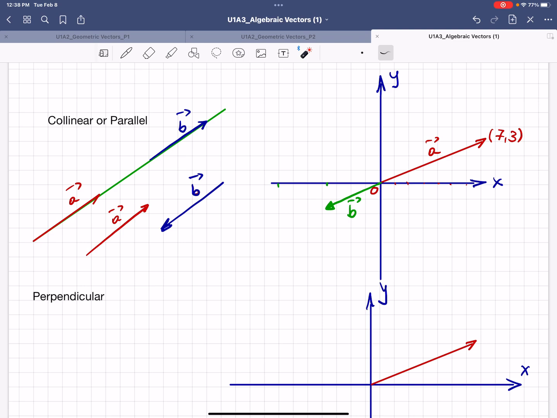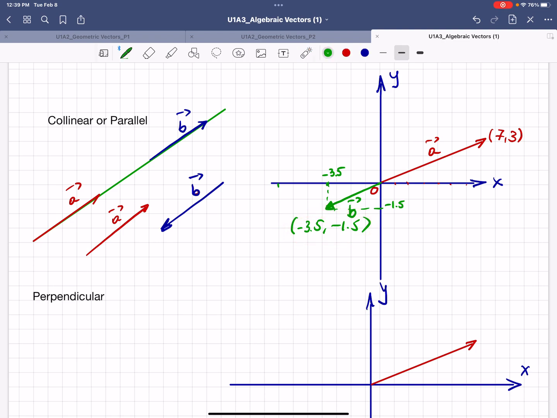Because they lie on the same line. The directions, as you can see, are opposite. And we will identify the coordinates of vector B here. Vector B will have coordinates negative 3.5 for x and negative 1.5 for y. Now, if you look at the coordinates of vector B, negative 3.5 and negative 1.5, and try to relate them to the coordinates of vector A.